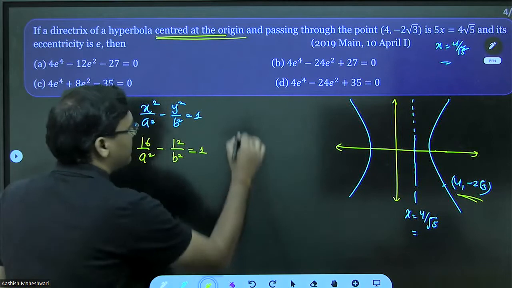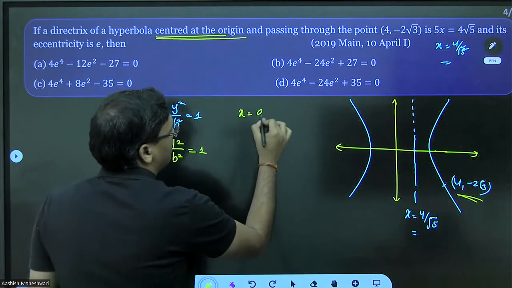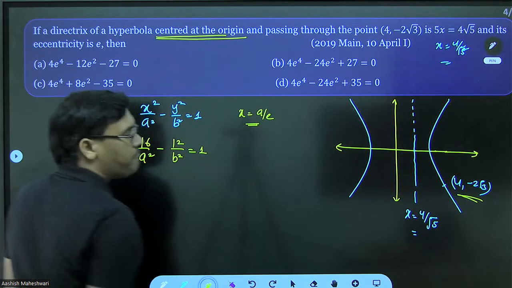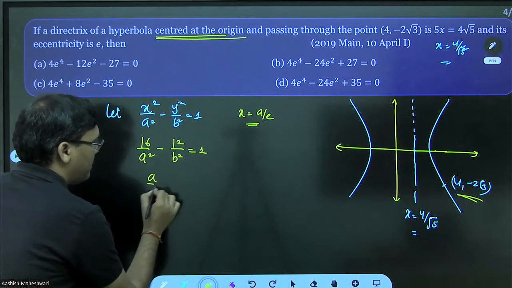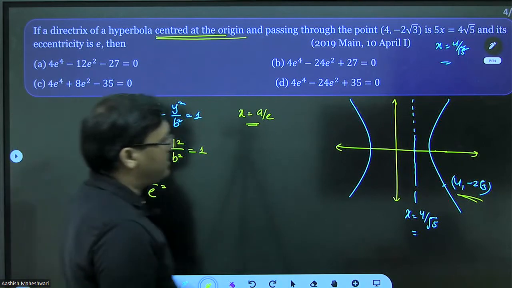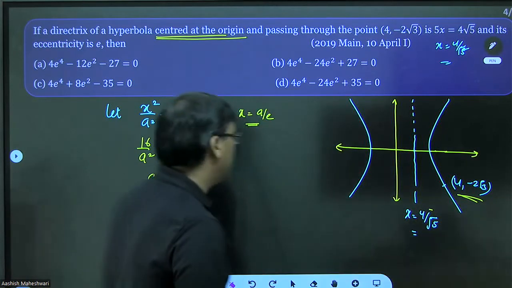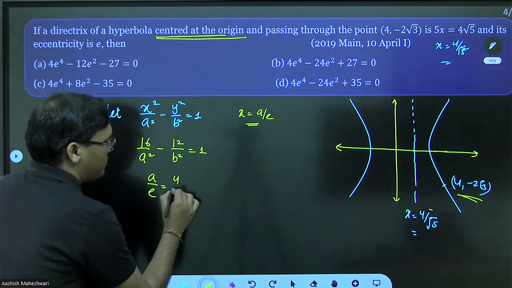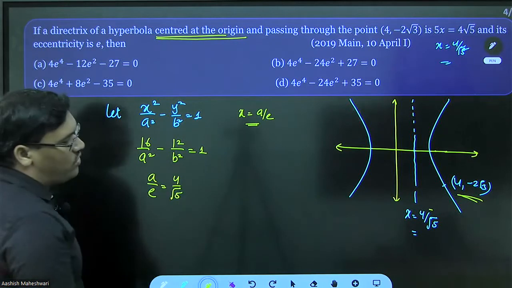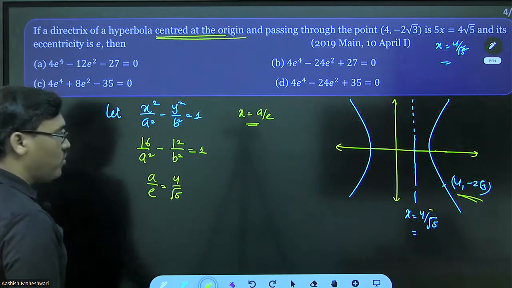What is the directrix of this? This is x is equal to a by e. So x is equal to a by e is the directrix. So you can say this is a by e is equal to 4 by root 5. Correct? And we know one more relation.